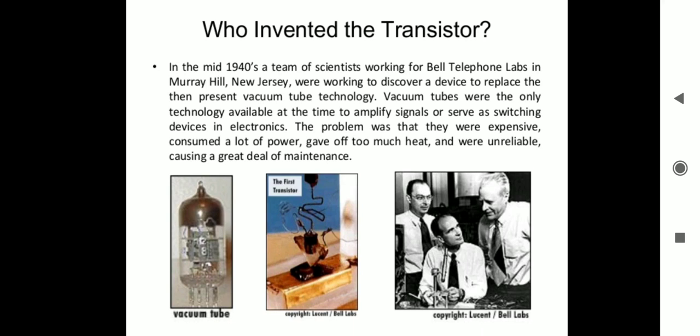This is the invention, or who invented the transistor. In the mid-1940s, a team of scientists working for Bell Telephone Labs worked on it. Before that, vacuum tubes were the only technology available at the time to amplify a signal or use as a switching device in electronics.